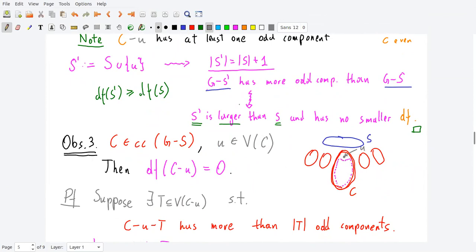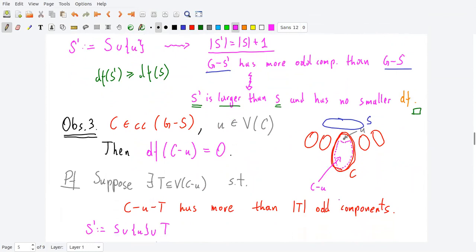And here I have this component C minus U. Yeah, this might be a disconnected graph. It's just the component C with the vertex U removed. I claim that the deficit in this graph is actually zero.